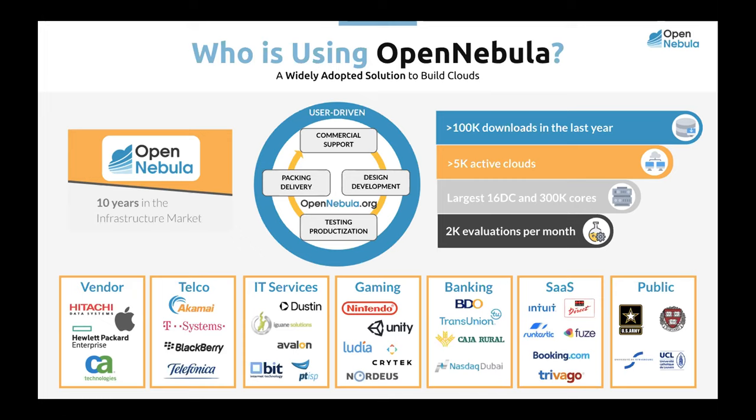So, we at OpenNebula Systems have over 10 years of experience deploying infrastructure, open source software. You can see here, there's over 5,000 active OpenNebula clouds that are running. From a scalability perspective, we have the metrics here. One of the largest OpenNebula clouds is running on 16 different data centers with over 300,000 cores. So you can see its capabilities in terms of its scalability.